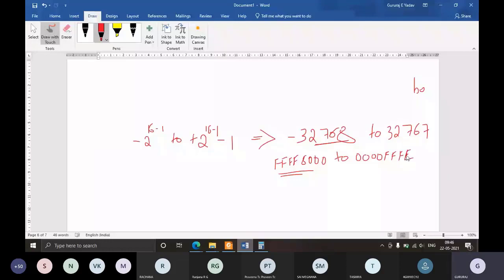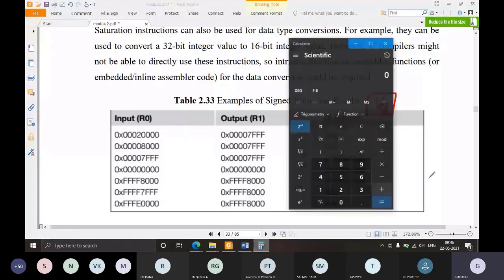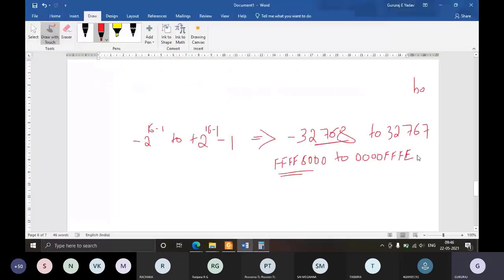So now that is what we will check here, whether it will be saturated or not. So this is F only. Yeah, this is F.